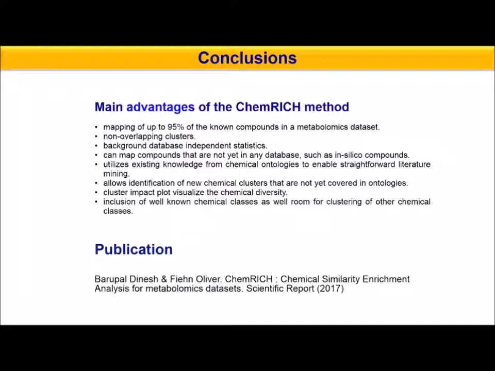It can map compounds that are not yet in any database, such as in silico compounds. In silico compounds have SMILES code calculated. You can use those SMILES codes to map them into chemical classes. And this way, approaches such as in silico spectra predictions, when they identify any chemical compound in a metabolomics dataset, those compounds can be easily included in enrichment analysis.